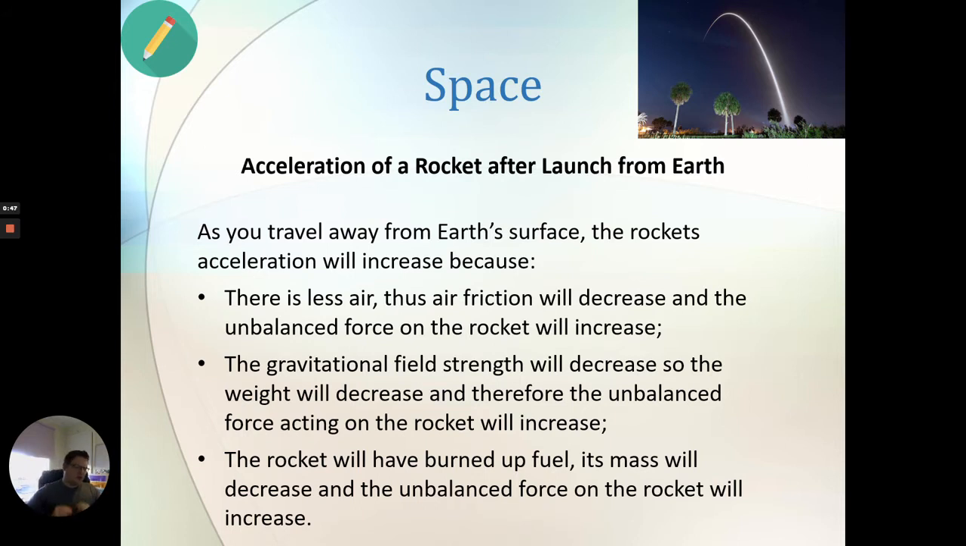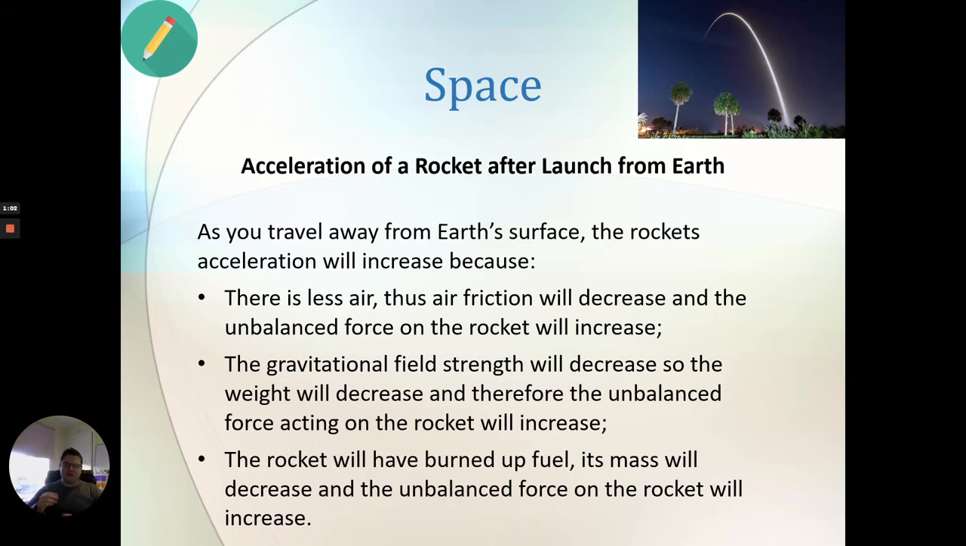Because a spacecraft, when it launches, does not launch immediately at maximum speed. It starts off very, very slow and picks up speed almost the entire time it's going into space. And the 3 reasons here are all really important.